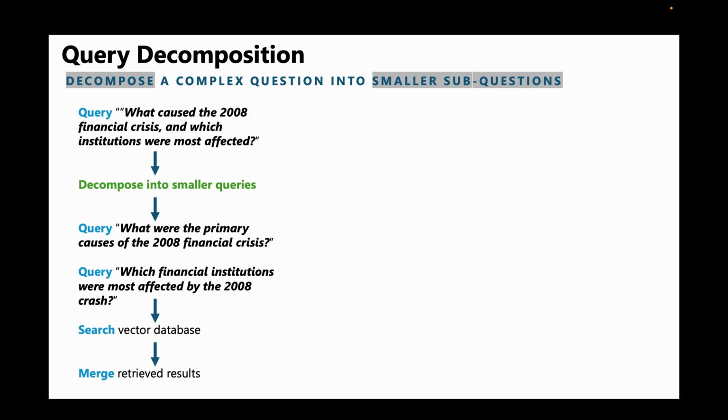For instance, a query like "what caused the 2008 financial crisis and which institutions were most affected" can be split into two separate queries. One for the causes of the financial crisis and the other for the affected institutions.